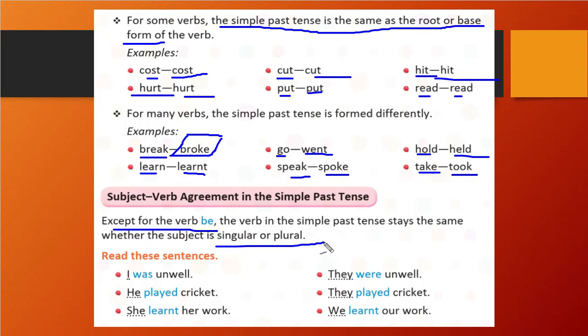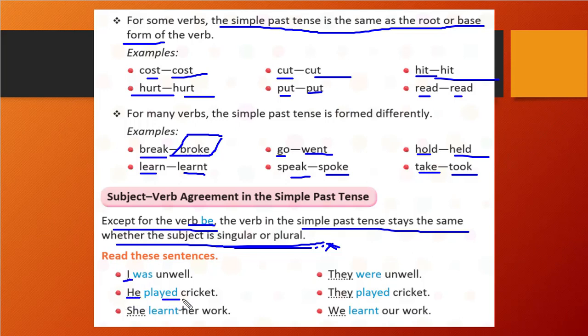The simple past tense stays the same whether the subject is singular or plural. For the be verb, it is not so; this is except the be verb. If the be verb is not there, apart from that, it will not change. Only when the be verb is there, we need to write it appropriately with a singular or plural subject.